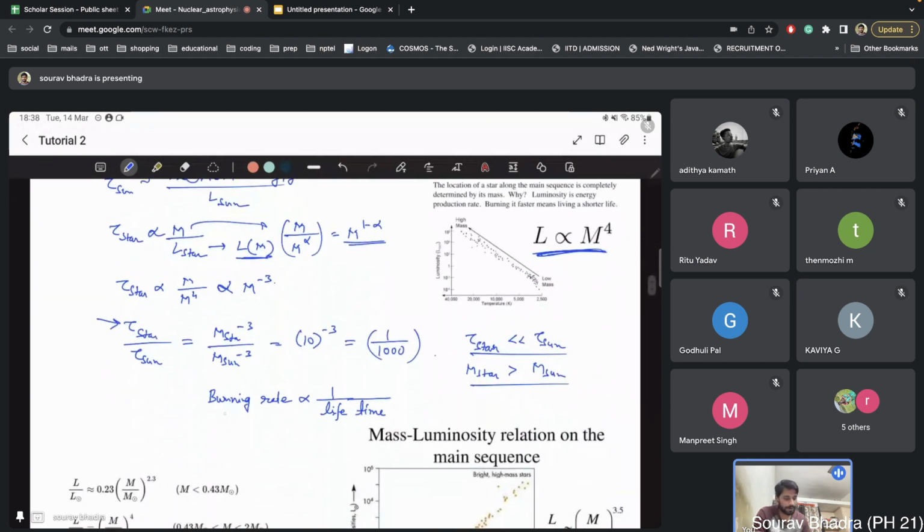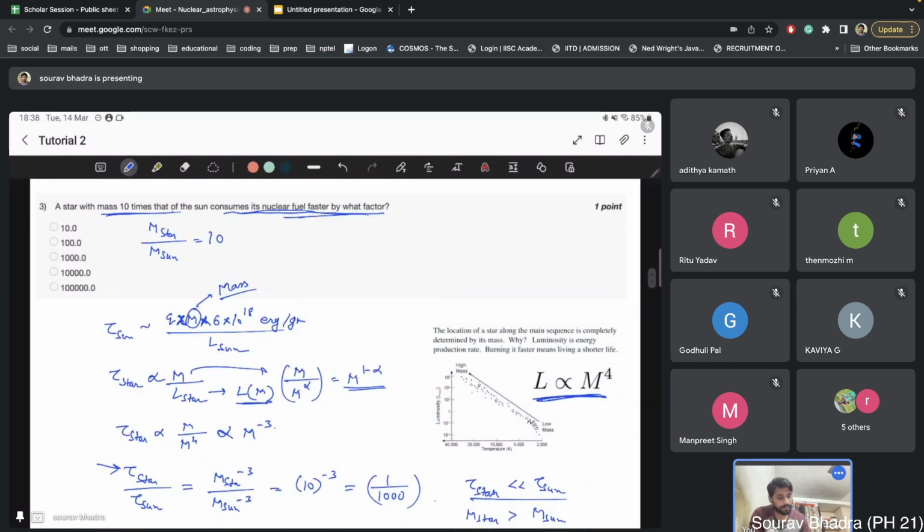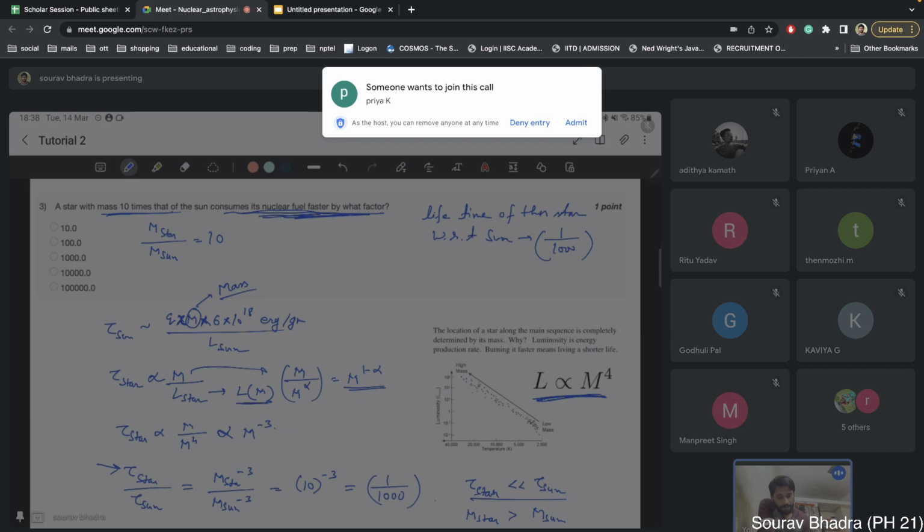So remember this, that burning rate is 1 by lifetime. That's why I am getting 1000 times the burning rate, which is asked in the question. If it had been asked what will be the lifetime of the star with respect to the sun, then our answer would be 1 by 1000 times. But as it is asking about the burning rate, how fast the nuclear fuel burns, that will be 1000 times. Okay.